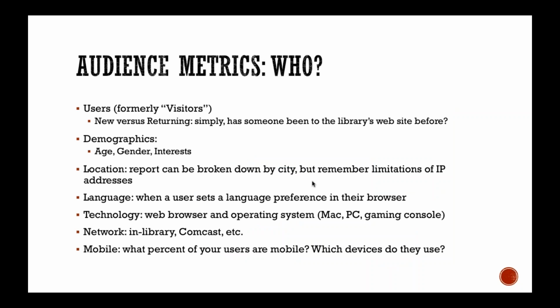So for audience, we're going to talk about who is using our web page. The metrics that we're looking at specifically under audience are users, and they've changed this. I was actually a little bit surprised. They used to call it visitors. Google Analytics used to call the people who come to your website visitors as opposed to users. And they break that down as new versus returning. Simply, this just means people who have been here before as opposed to people who have not.